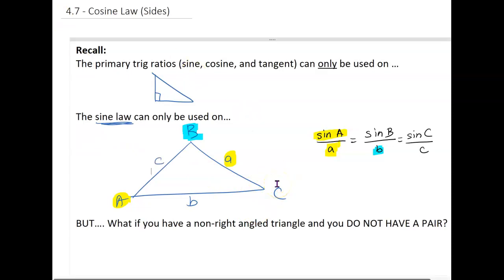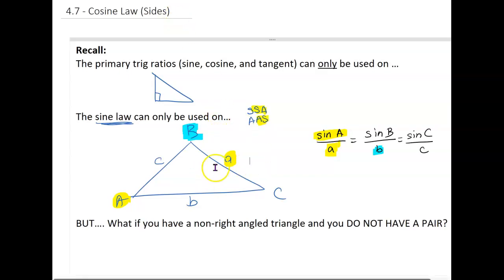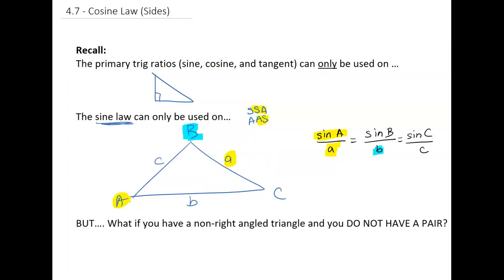Okay, so sine law can only be used on triangles that have side angle or angle side. And in both cases, like we mentioned, you must have an angle and side pair in order to use that law. So now we have to ask ourselves about the questions where they are not right angle triangles and we do not have a pair. So this is where the next trig law comes into play, which is the cosine law.